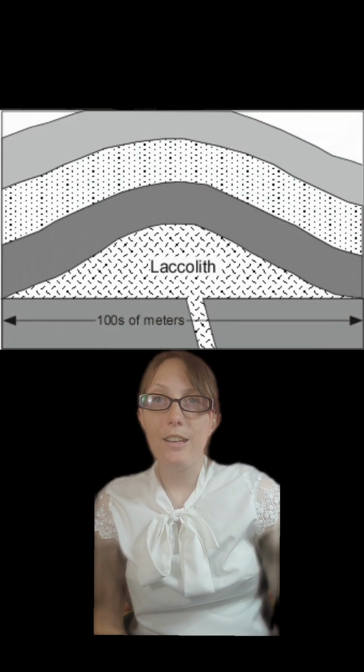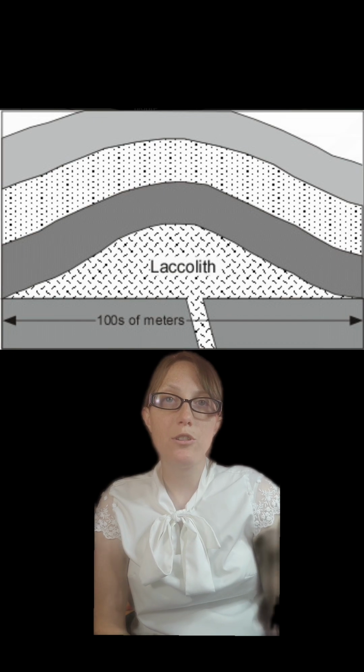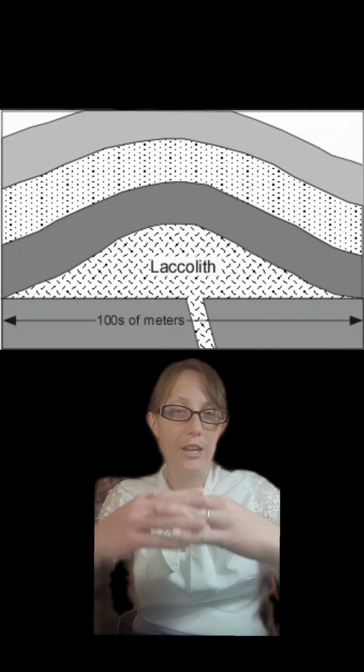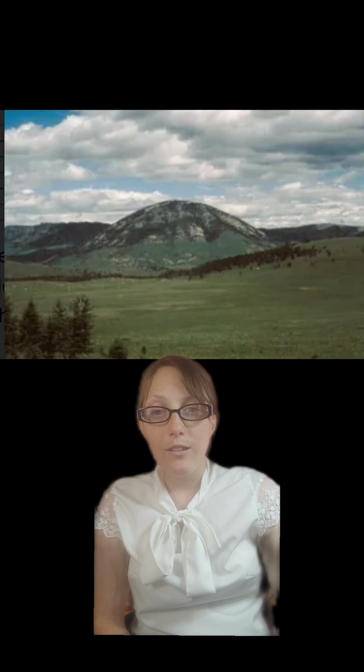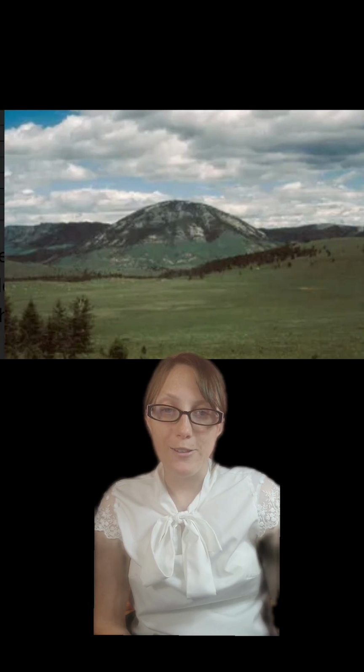You can have laccoliths, which are lens-shaped intrusions that cause uplift in a dome shape. Here's one near Stillwater, Montana. Sensing a trend. I know a lot about Montana geology. That's what happens when you go to school there.